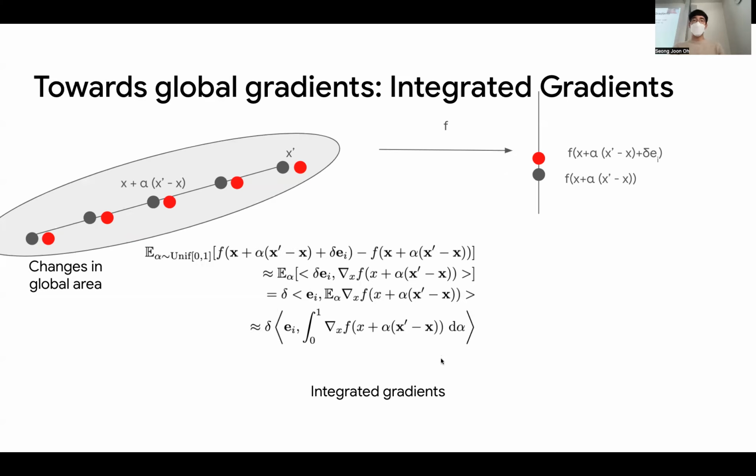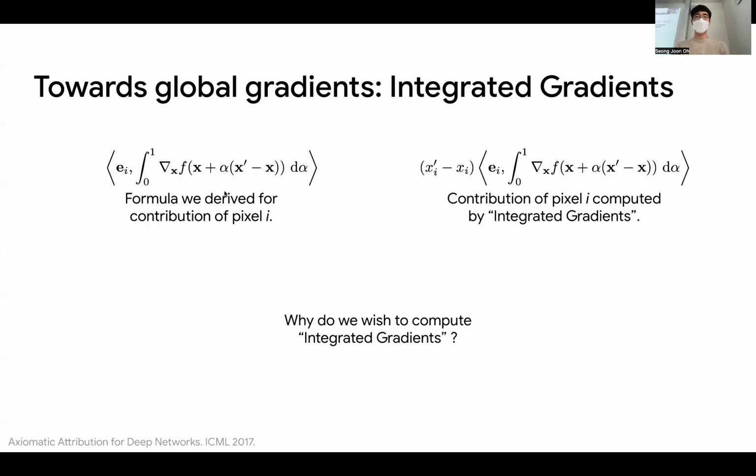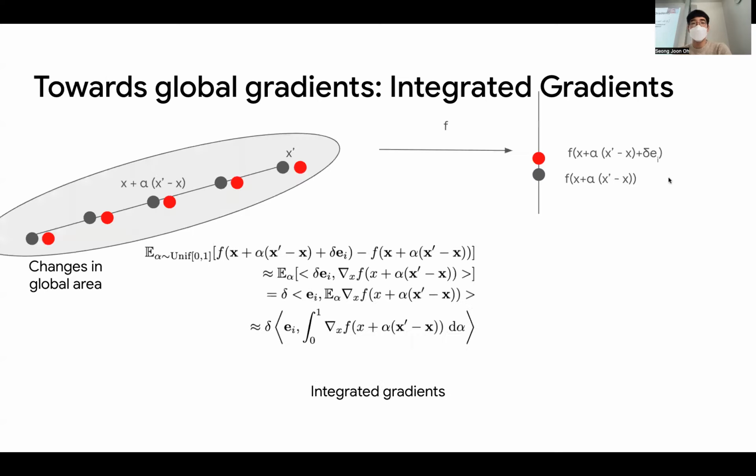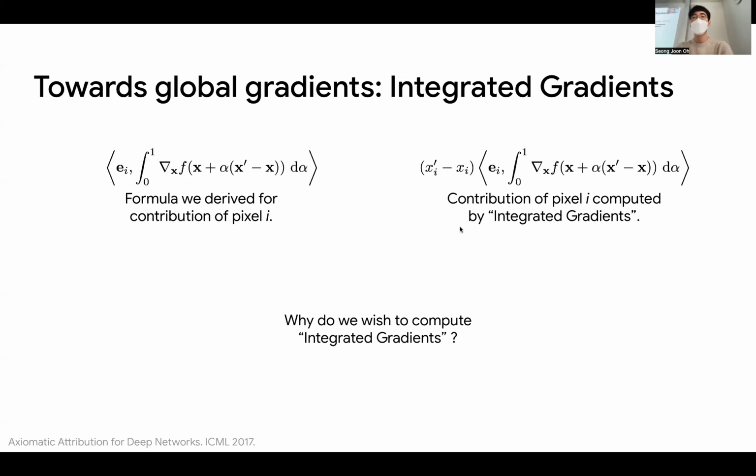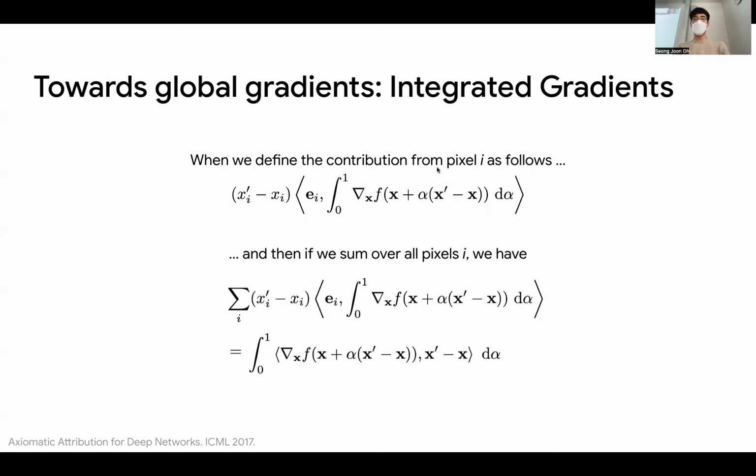But this is not exactly called integrated gradients yet. The left term here is what I just derived. But what integrated gradients really computes is what is written on the right. So you're actually multiplying x prime minus x times this integrated sum of gradients. So now I was wondering, why did I multiply this nicely motivated term with some pixel values, right? So I'm going to answer why they do that.